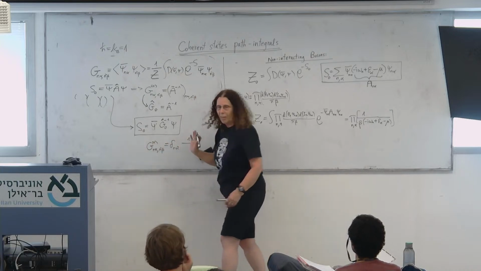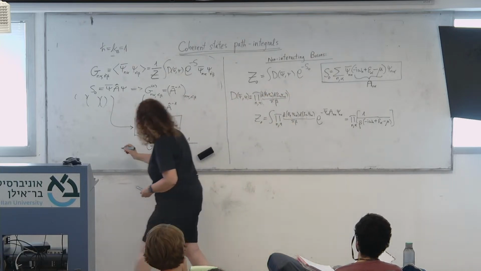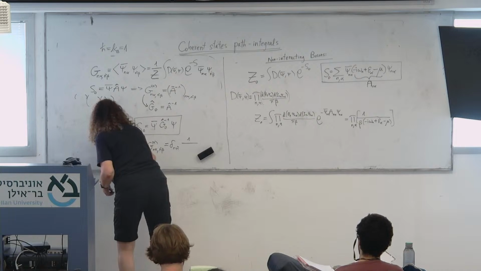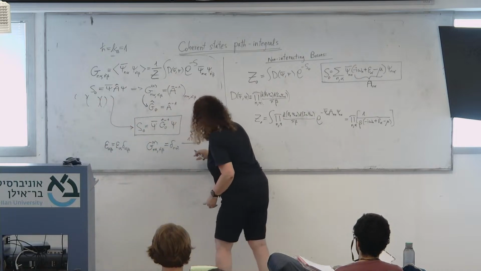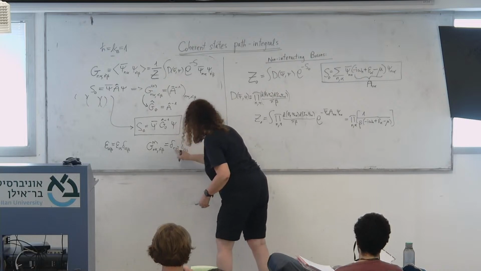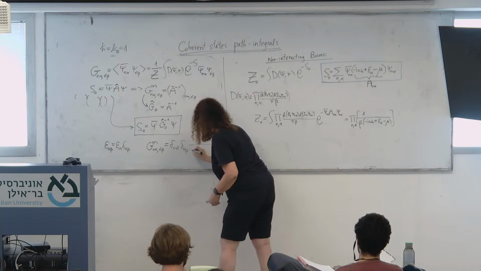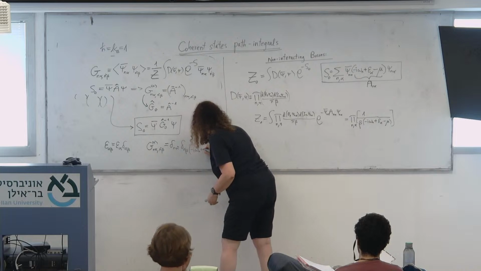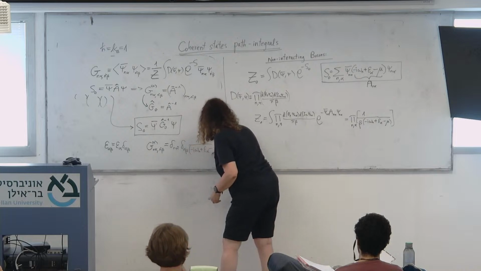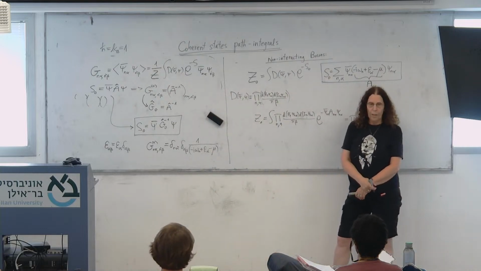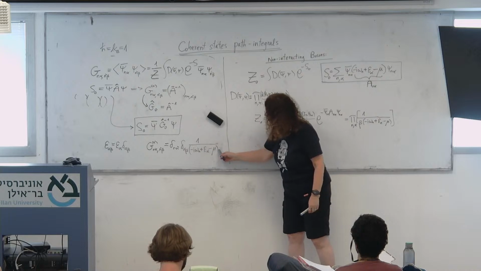Actually, let me write it in the diagonal basis, okay? Let's not make it a mess. Yes, so if everything is diagonal, G is diagonal in both alpha, beta, and in N, and it's given by the inverse of, okay, it's the inverse of omega.